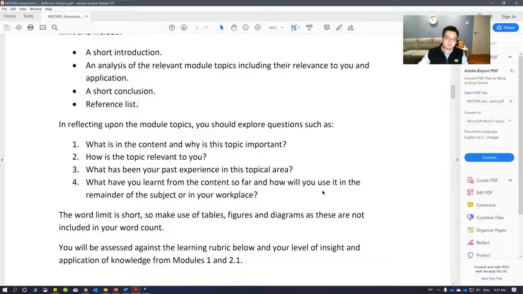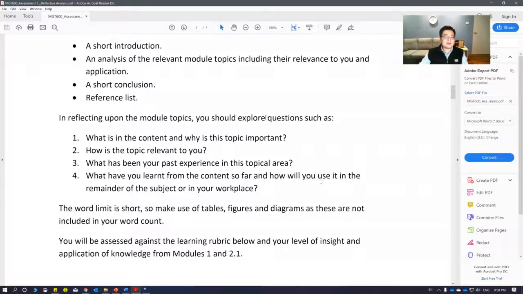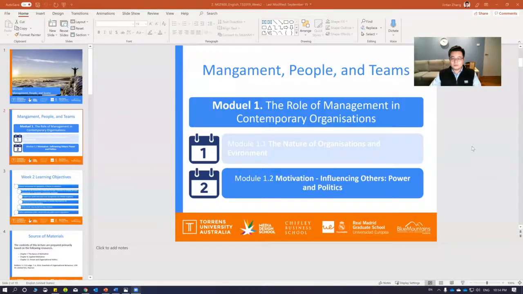Be relaxed and make sure that you submit something by the deadline, because according to the school policy, a late submission penalty might apply to your assessment if you submit late. Okay, that is about the first assessment. I need to remind you before we really start this week, because there are only 2 weeks to go, literally 10 days. Okay, let's get back to the lecture.